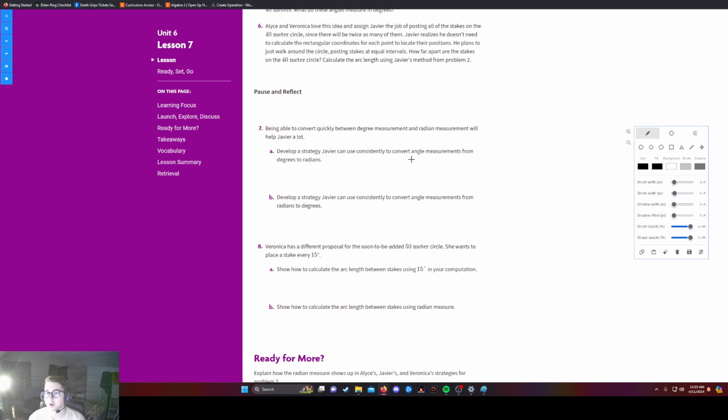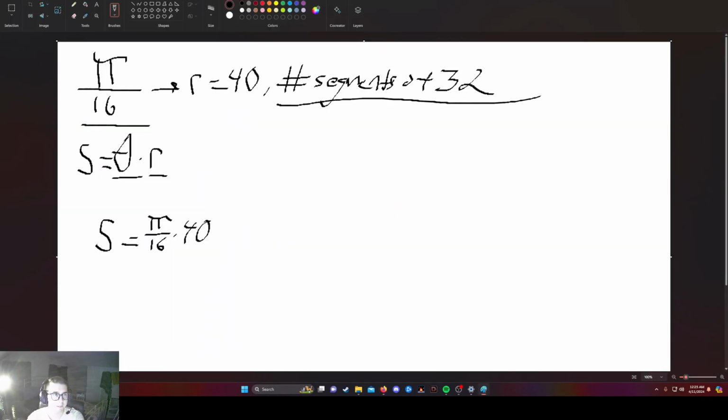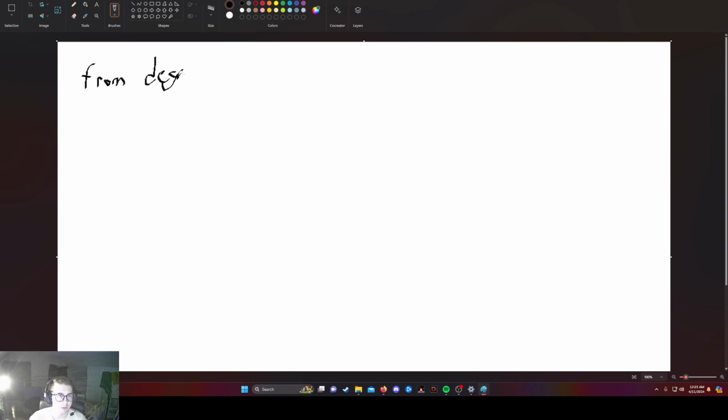So develop a strategy to convert from angles in degree measurement to radians. How we can do that is you multiply the angle. Actually, I don't like how it writes here. I think it's more legible on the other ones. Let me switch. So from degrees to radians.